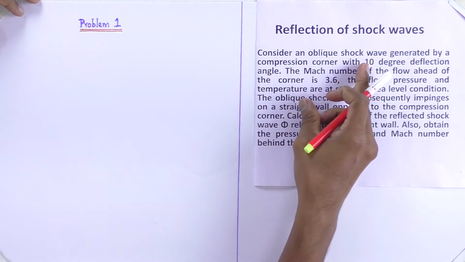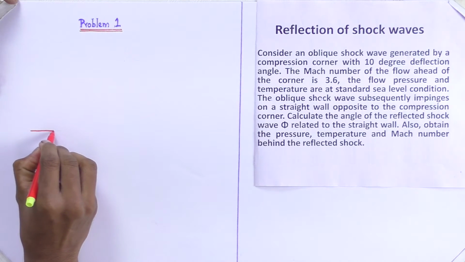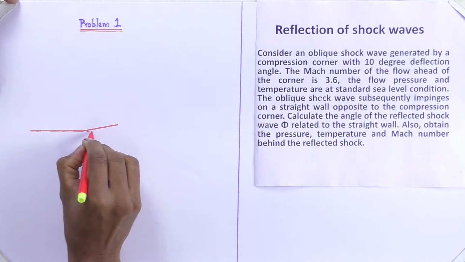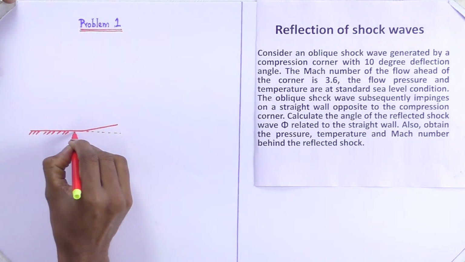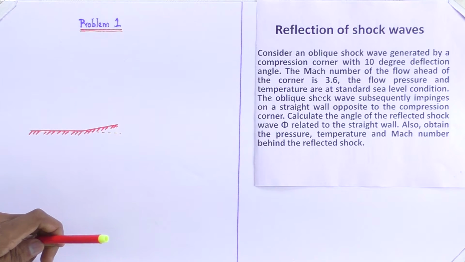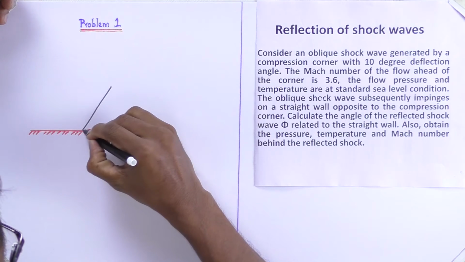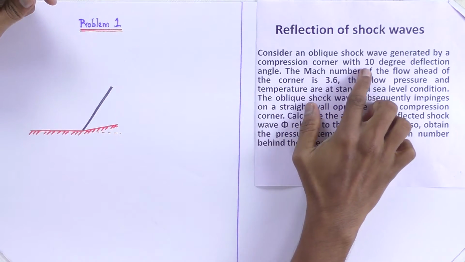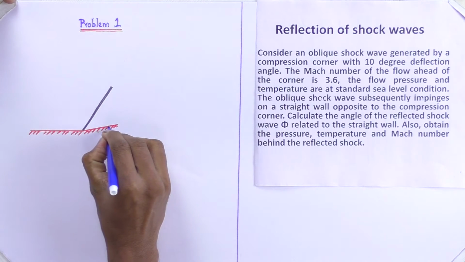Consider an oblique shock wave generated by a compression corner. Let's say this is the compression corner, so here we will have an oblique shock wave. The compression corner has a 10-degree deflection angle, so here theta is 10 degrees.